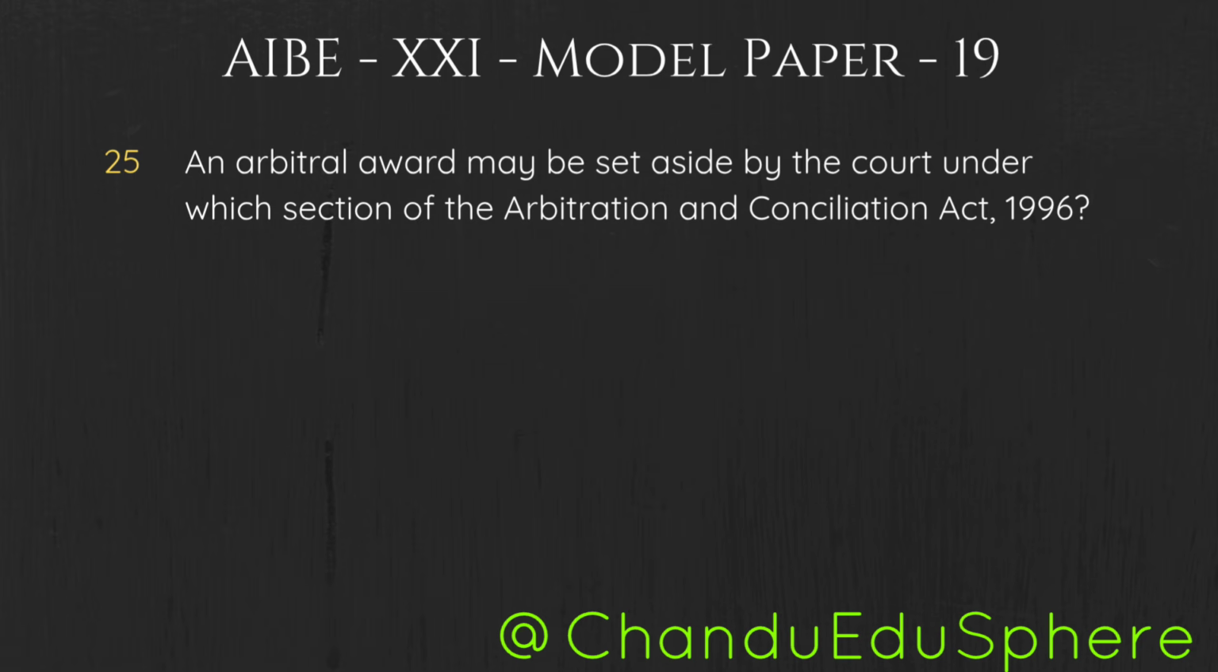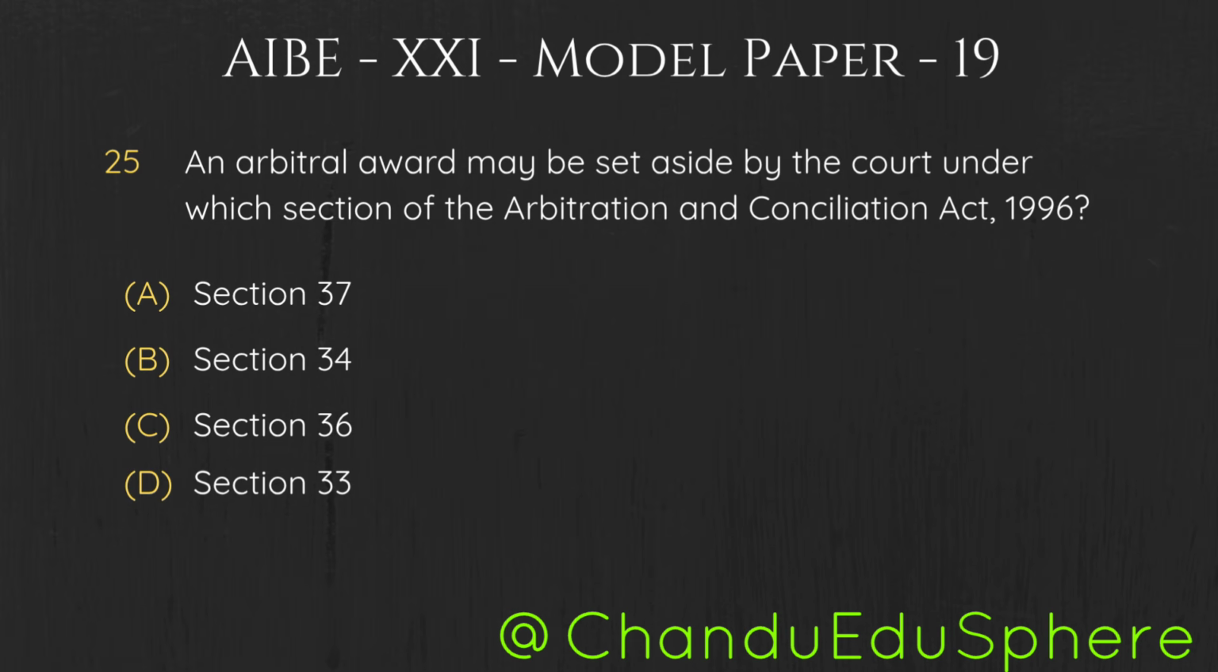An arbitral award may be set aside by the court under which section of the Arbitration and Conciliation Act 1996? Section 34 of the Arbitration and Conciliation Act 1996 sets out the limited grounds and procedure for challenging and setting aside a domestic arbitral award. B is the correct choice.